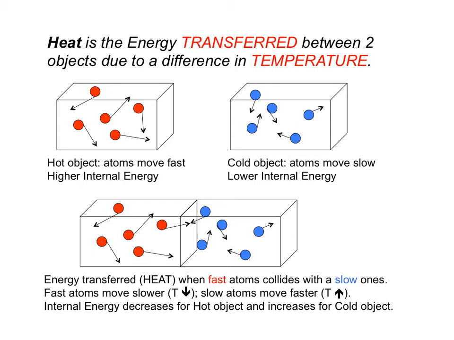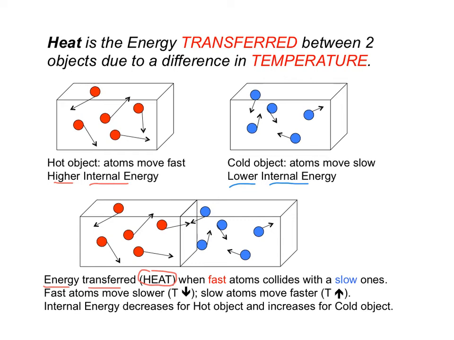Internal energy is the energy inside atoms and molecules. A hot object has a higher internal energy than a cold object. So when a hot object comes in contact with a cold object, those fast atoms in the hot object collide with the slow atoms in the cold object. The fast atoms transfer energy to the slow atoms. That energy transferred is called heat.